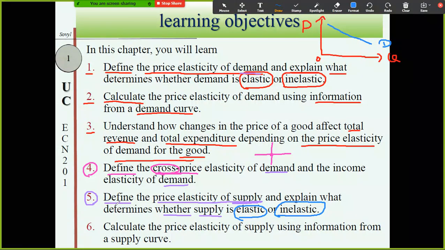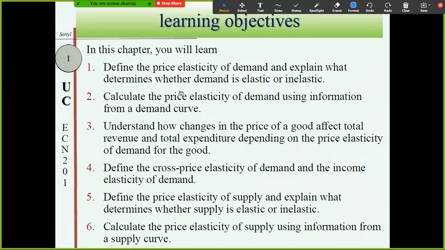So if you can define the price elasticity of demand and the price elasticity of supply, you need to know how to calculate the price elasticity of supply by using information given from the supply curve or from other sources. So these are the points that we need to look at and learn through this chapter.